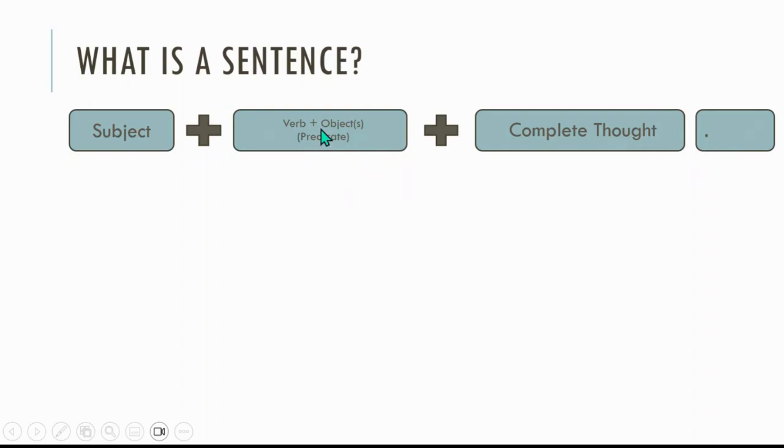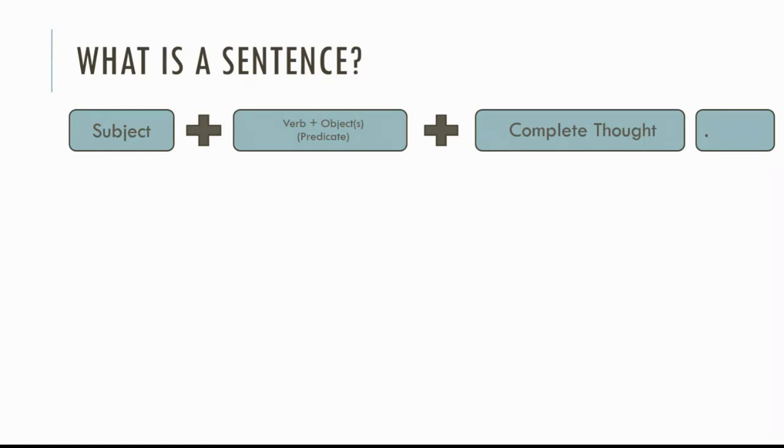So you might have heard the verb and object called the predicate. I like to keep it a little bit simpler and use verb to remember that's an action. So some kind of action needs to be done in the sentence. And then subject and object, those are opposing things. So I find that easier to remember. Subject, verb, object. We'll come back to that as well. The SVO of subject, verb, object.